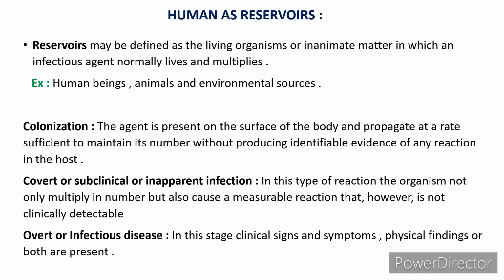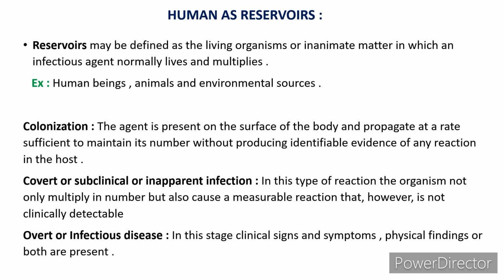Starting with the first stage, that is colonization. The agent is present on the surface of the body and propagates at a rate sufficient to maintain its number without producing identifiable evidence of any reaction in the host. In the second stage, covert or subclinical or inapparent infection, which we have already discussed, the organism not only multiplies in number but also causes a measurable reaction that, however, is not clinically detectable. So in this stage, we cannot see clinical signs or symptoms.